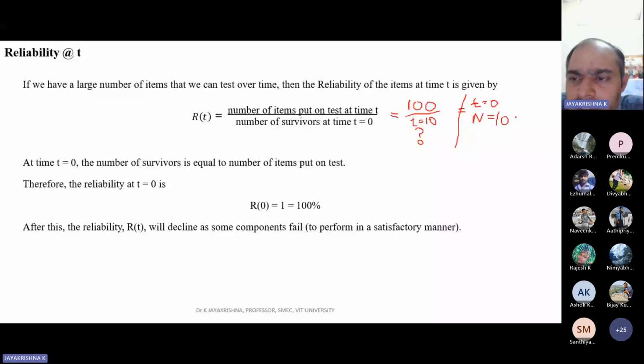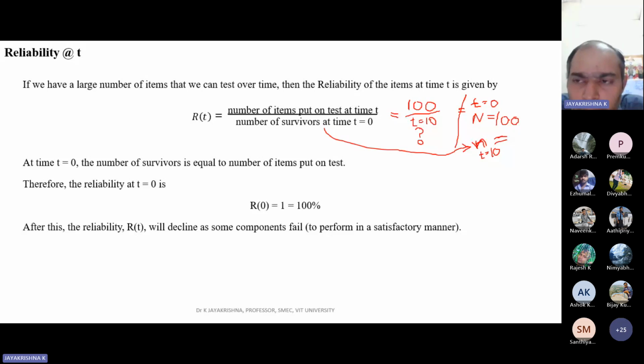After 10 hours, how many components will be there? 10, sir? After 10 hours, how many components can survive? Depending upon it, it need not be 10. It's not like that. I'm just giving a small n. Small n is the number of survivors. If small n denotes the number of survivors, initially when t equal to 0, n is equal to 100.